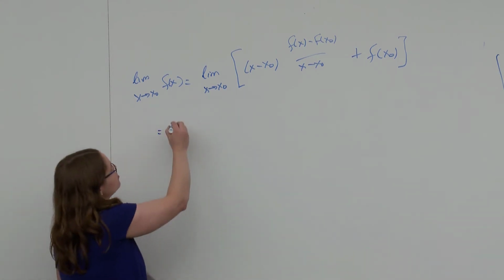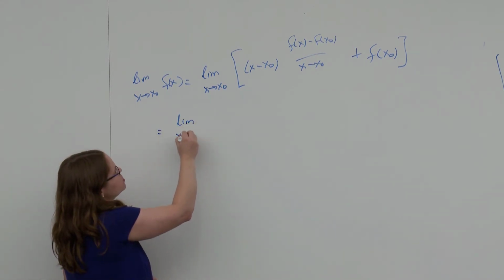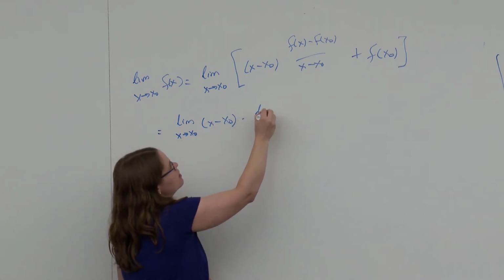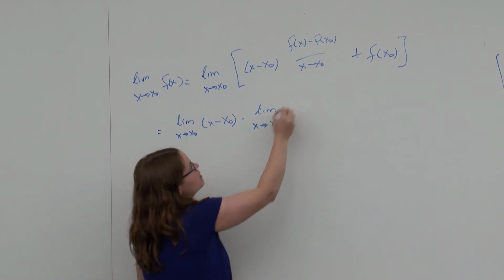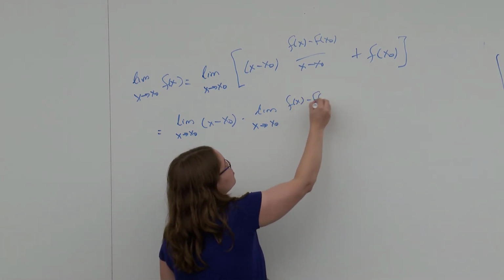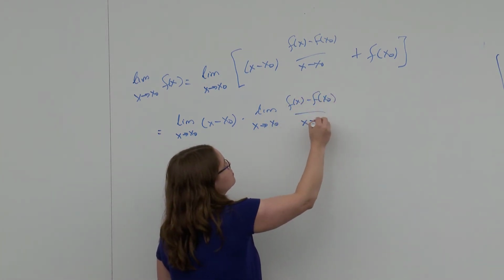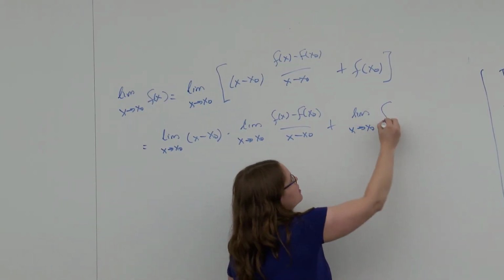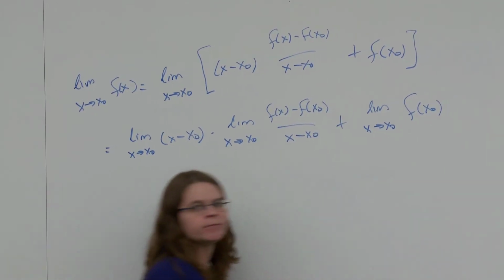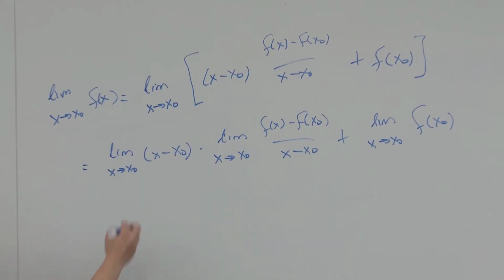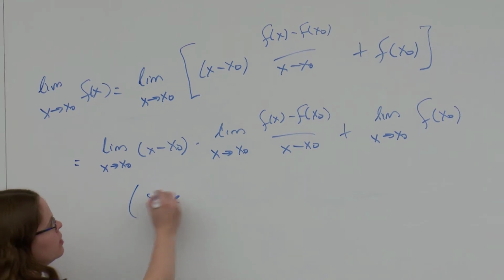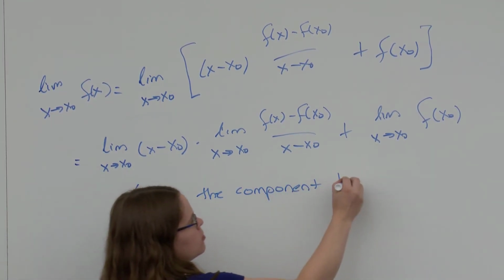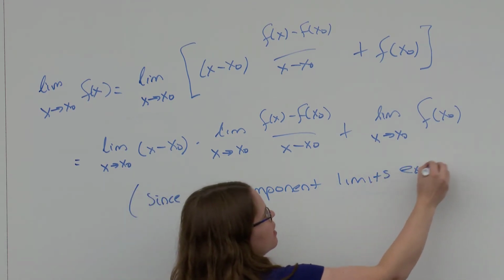So I can rewrite this as the limit as x approaches x naught of x minus x naught, times the limit as x approaches x naught of this whole quotient, plus the limit as x approaches x naught of f of x naught. And this works since the component limits exist and are finite.